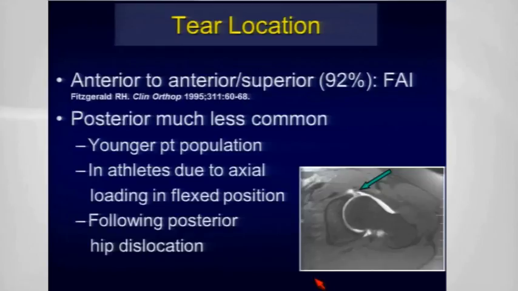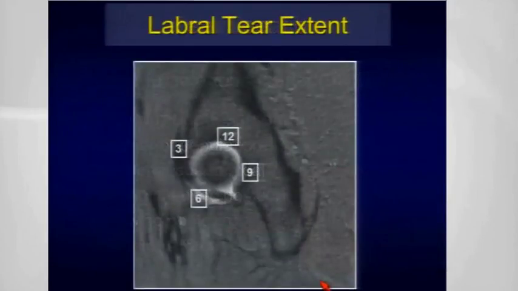Typically, they're in the younger patient population. Also, we see it higher in athletes, and it's due to loading in a flexed position, such as high performance soccer players in which they're going to get a little bit of subluxation. We can also see it following posterior hip dislocation and also higher in the Japanese population.